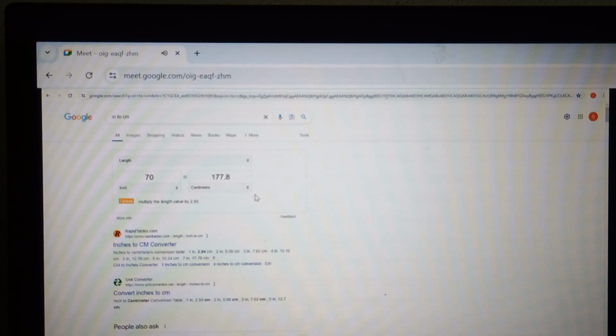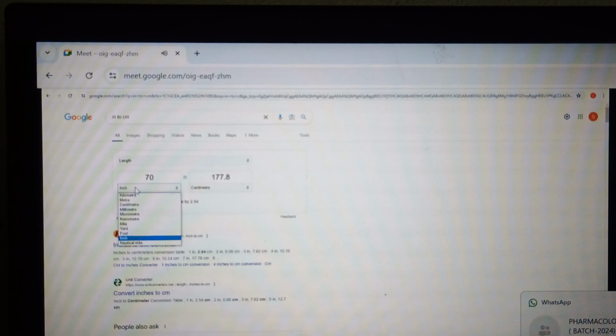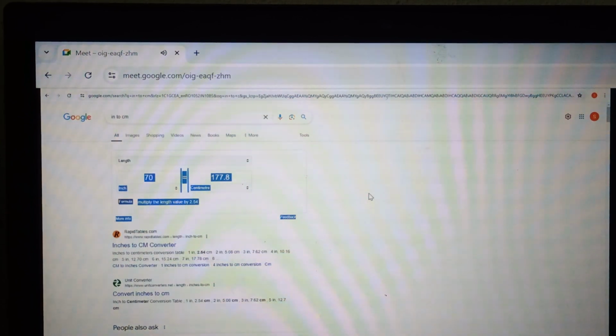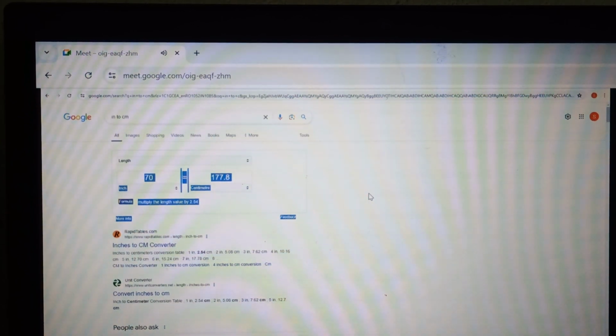What we did here: the conversion factor is 2.54. We multiply the length value by 2.54. It means 1 inch equals 2.54 centimeters. This is the conversion factor. Likewise, each and every test will have different units, so there will be a conversion factor from one unit to another unit. That is what we have in the conversion factors.